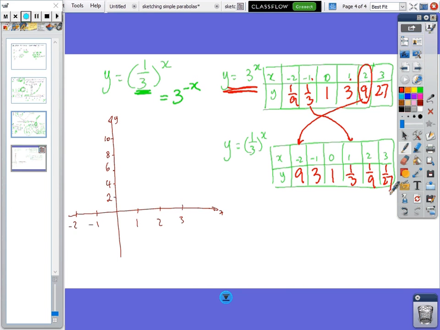You can do it that way if you want. There's no law that says which way to do it. 9, 3, 1, and then after that they get really small quickly.